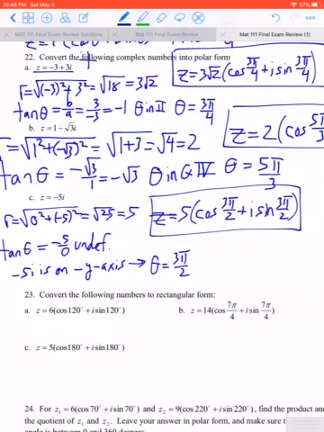If we look closer at this complex number, negative 5i would lie on the negative y-axis, which we know is the angle in standard form 3 pi over 2. Thus we have z equals 5 times the cosine of 3 pi over 2 plus i sine of 3 pi over 2.